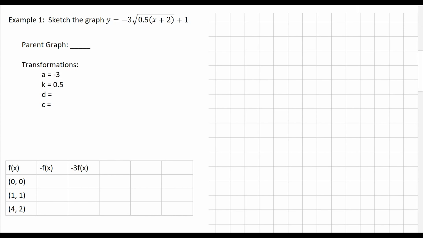Yep. Great. Y is equal to the square root of x. And let's figure out all the transformations. So a is equal to -3. What does that tell us? Tells us two things, right? What does that negative tell us? Reflection. Good. In which axis? Good.